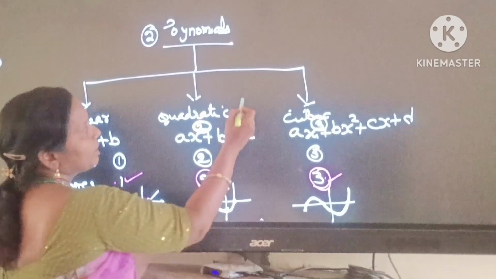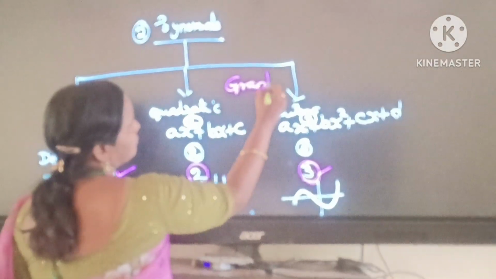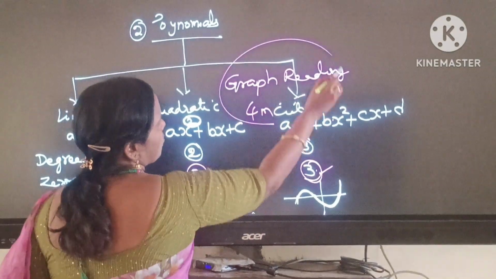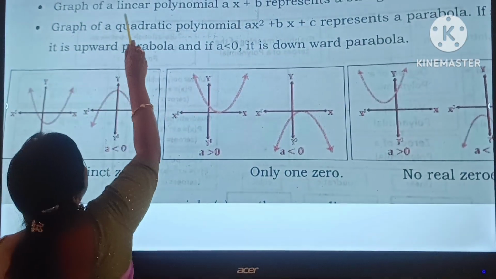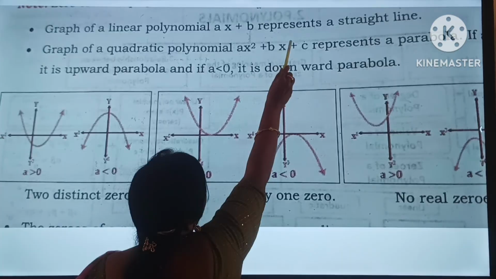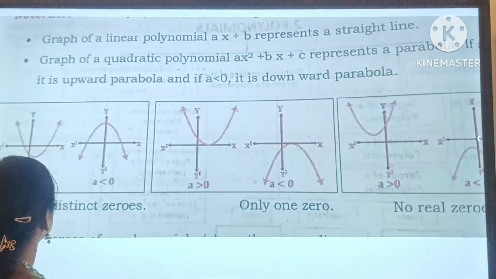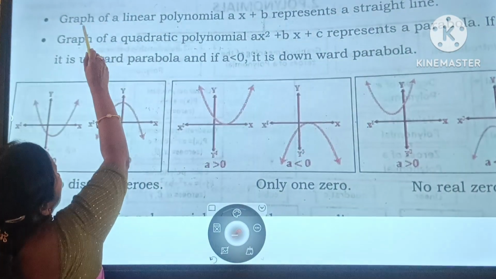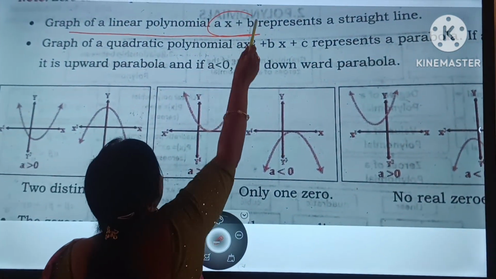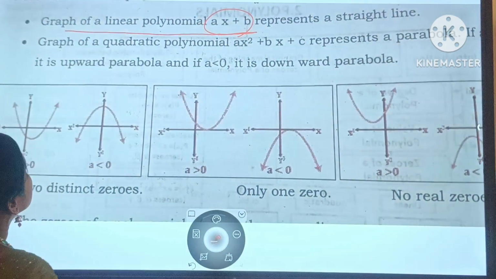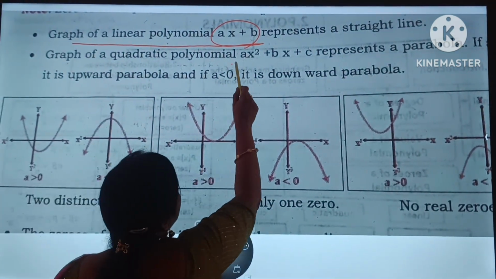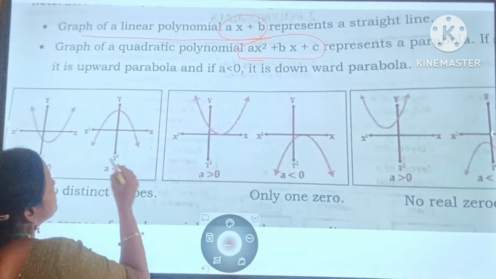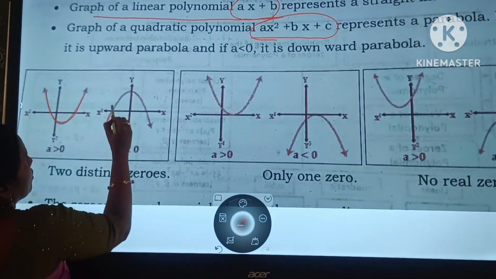Now we'll go to graph reading for 4 marks. The graph of a linear polynomial ax plus b represents a straight line. The graph of a quadratic polynomial ax square plus bx plus c represents a parabola. This shape is called a parabola.